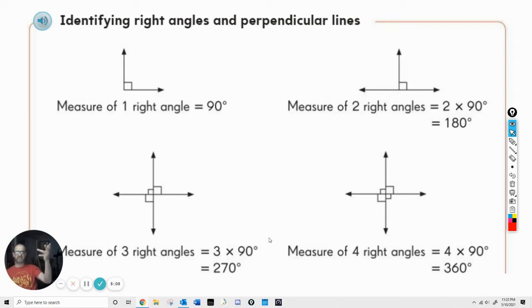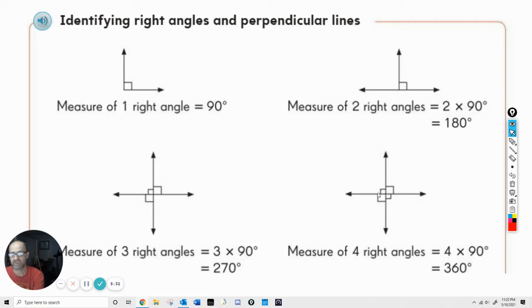Right angles, 90 degrees. Perpendicular lines or segments are lines that meet at a right angle. Okay, one right angle is 90 degrees. Two right angles add up to 180. This is going to be important. If you have three of them, it's 270, and then four of them, if you go around the circle here, they add up to 360 degrees.